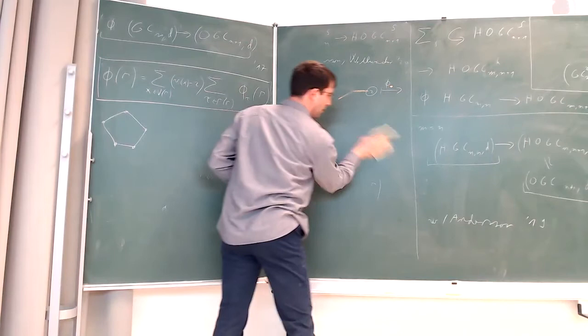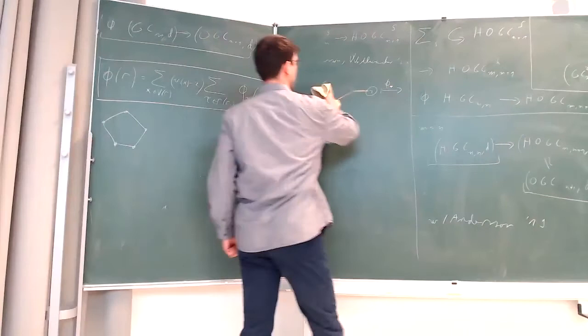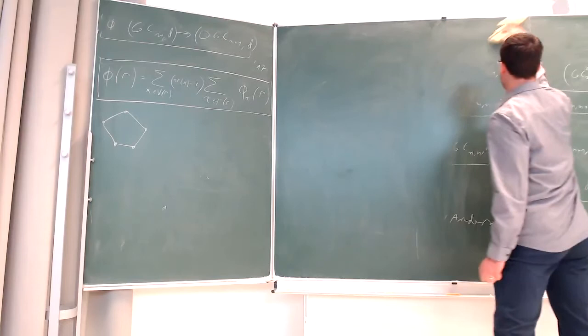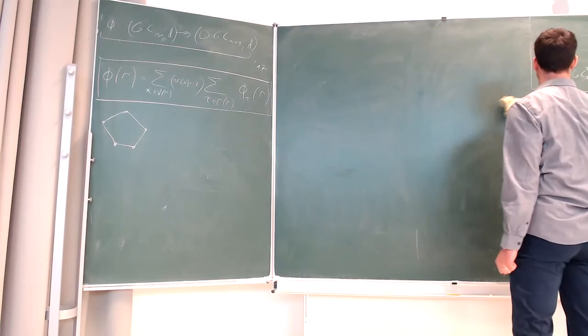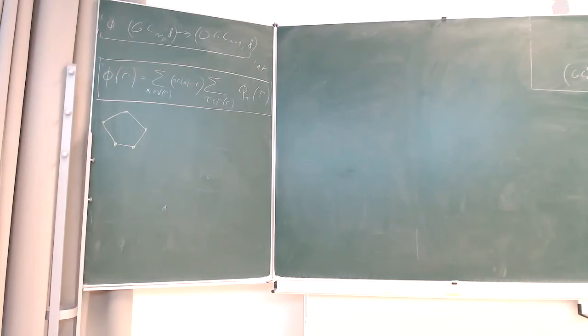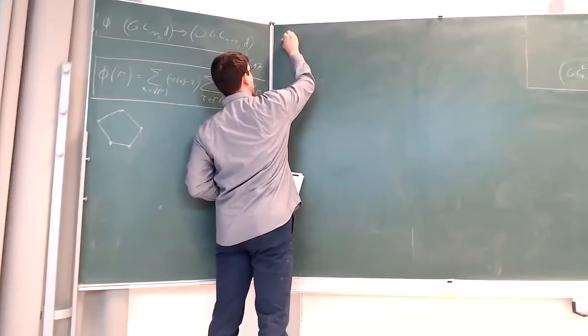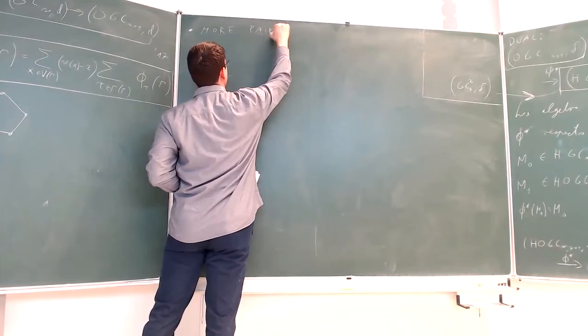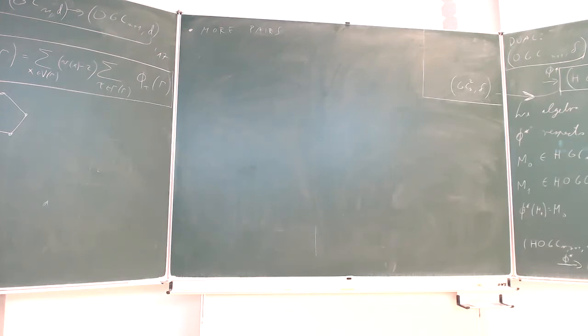Extensions of this story, or possible extensions of one to get further. Maybe. So first, one can try to list more graph complexes and their oriented counterparts. Well, if it's useful, it may probably work for most graph complexes. I don't see a real obstacle.